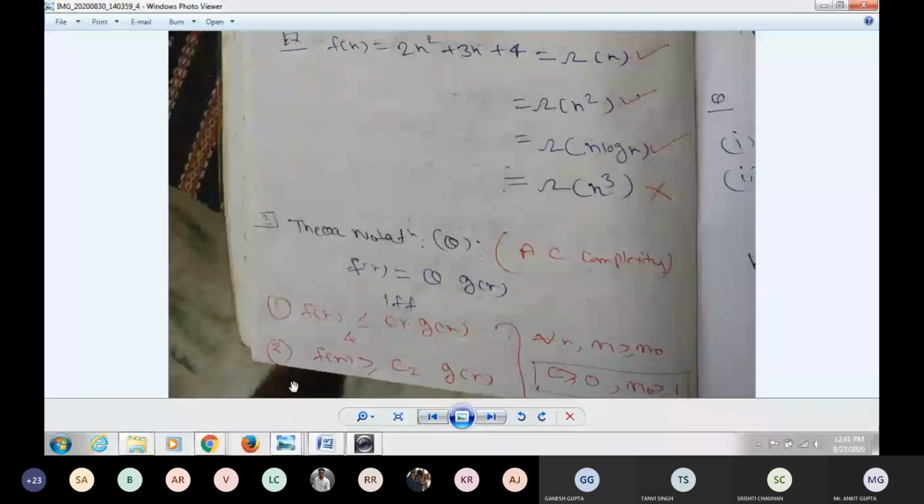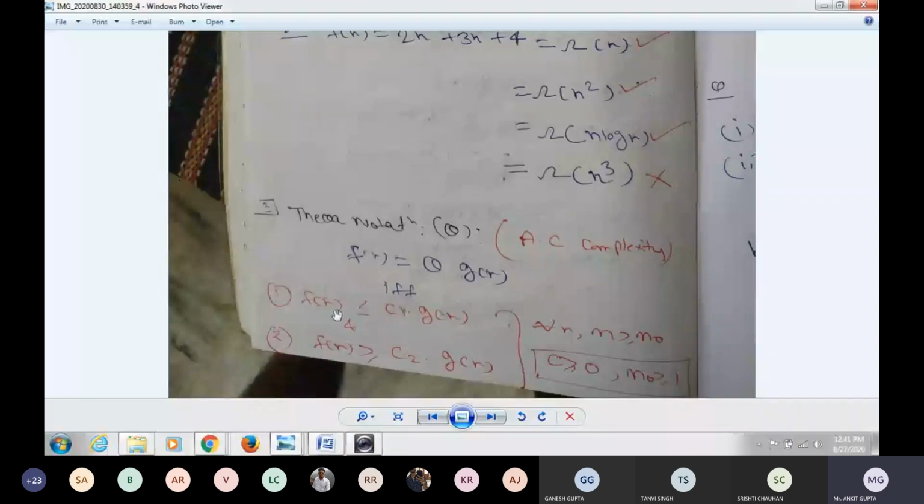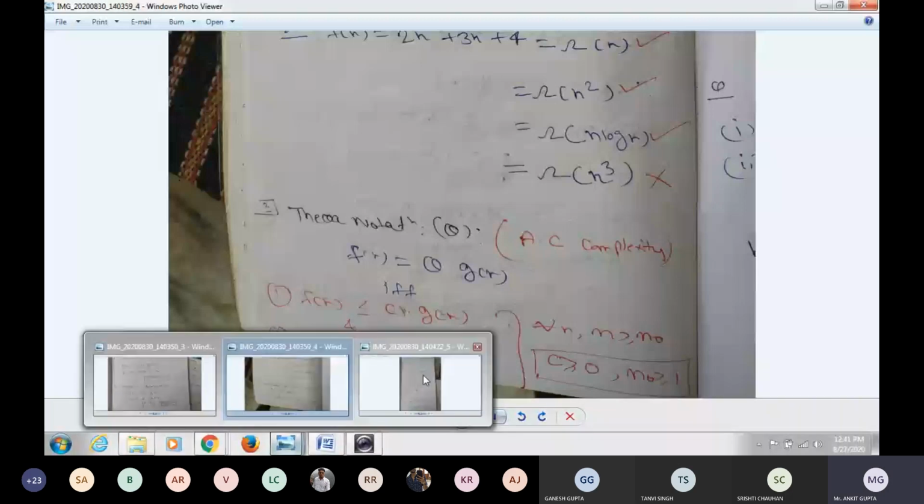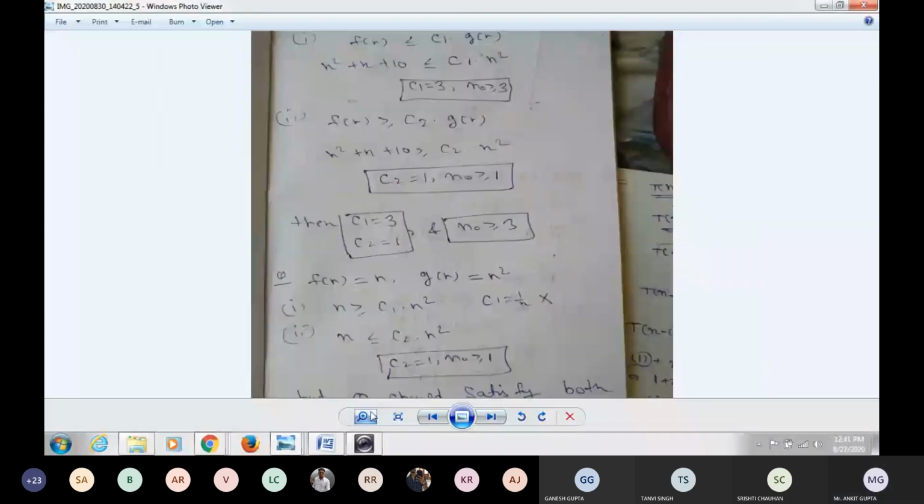So you can see f of n is less than or equal to c1 into g of n, and f of n is greater than or equal to c2 into g of n. Both conditions will be satisfied. So I will find c1, c2 and n naught. Getting? I will discuss with an example. The values of c1 and c2 may be the same or may not be the same. I cannot say that.